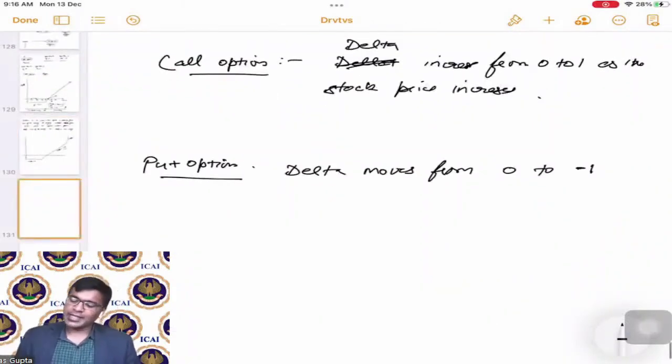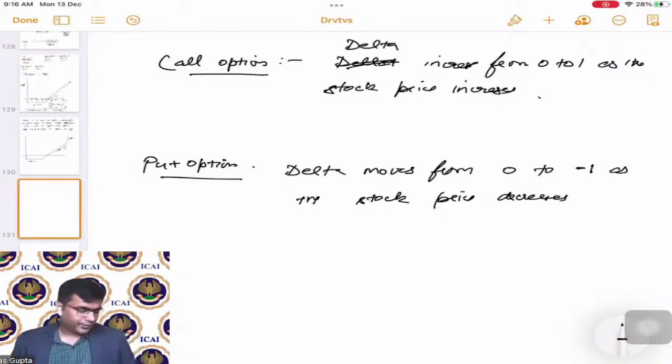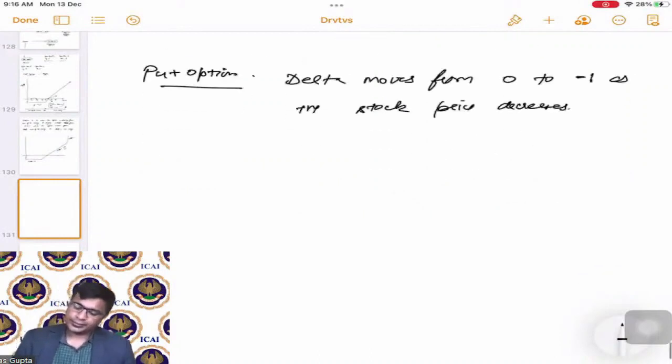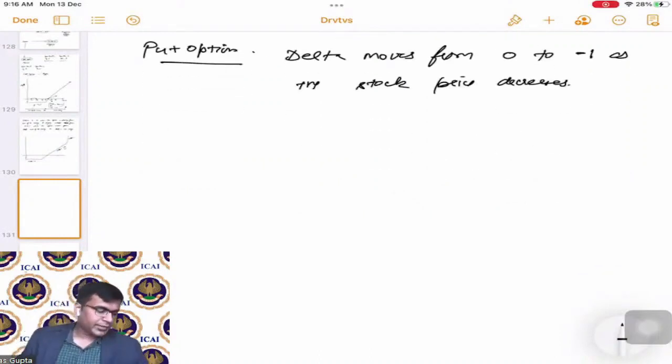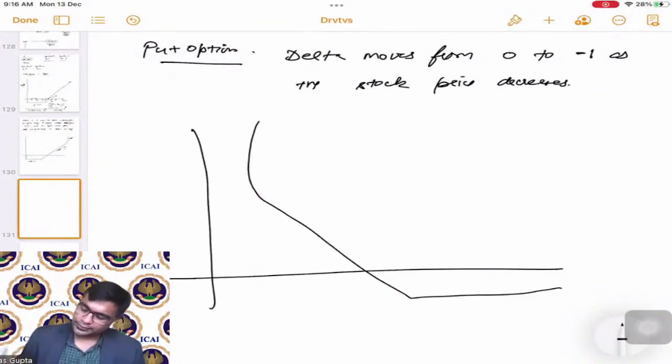So I was saying delta moves from 0 to -1 as the stock price decreases. Now this can be explained with the same thing. Let's say this is the payoff. This is how it used to look, correct?